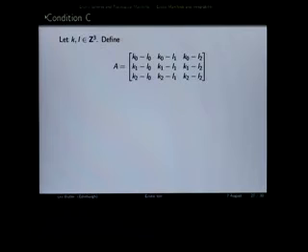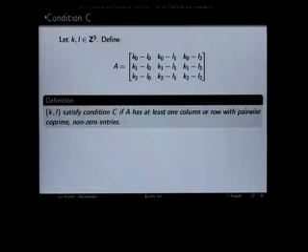Okay. Kruggel, to classify the smooth structures, introduced this condition C, and we form this matrix of the difference of exponents on the left and the right subgroups, and then we say that condition C is satisfied if this matrix has at least one column or row with pairwise coprime non-zero entries.